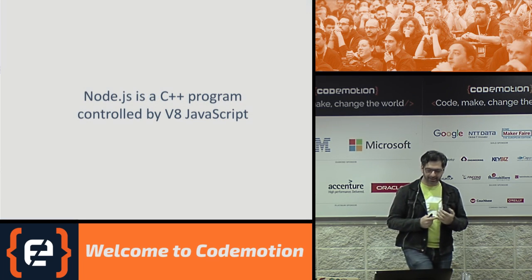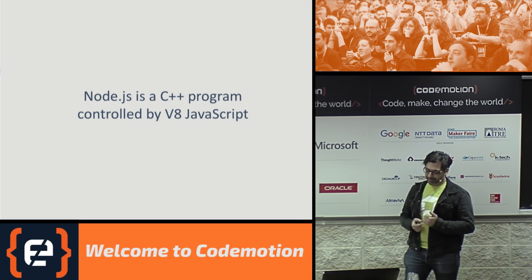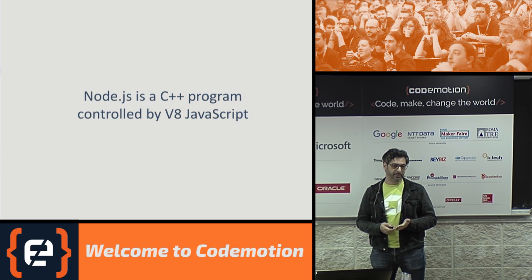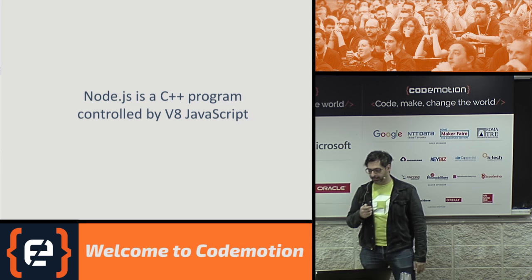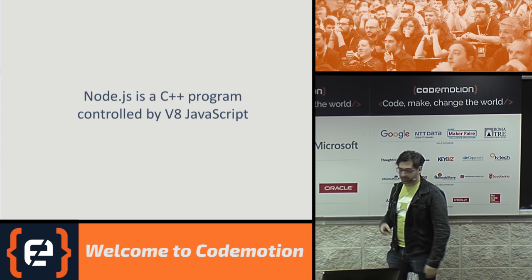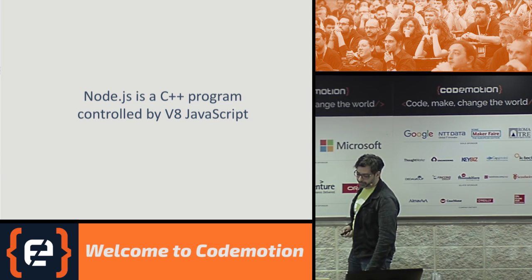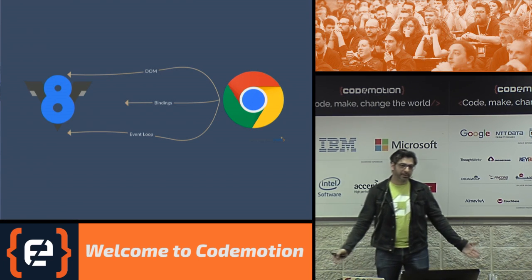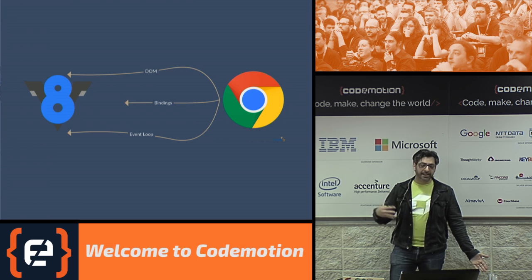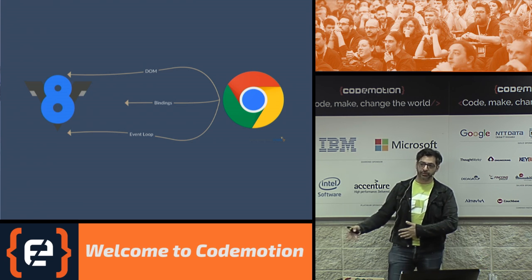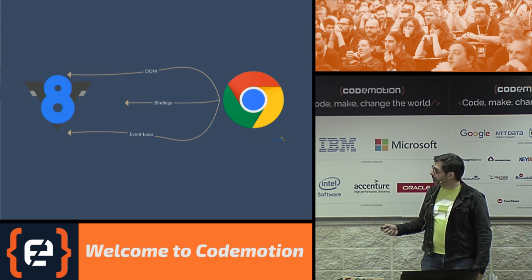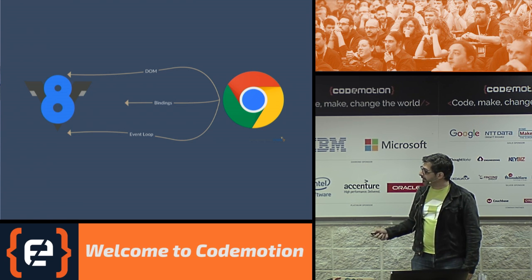So Node.js is, and I like this definition very, very much, a C++ program controlled by V8 JavaScript. Nothing more. It's not a language, it's just a platform JavaScript is running on. If we look at browsers, here we have Google Chrome, because the V8 engine Node.js runs on was made for Google Chrome. And Chrome provides a DOM, bindings, and the event loop to the V8 engine.